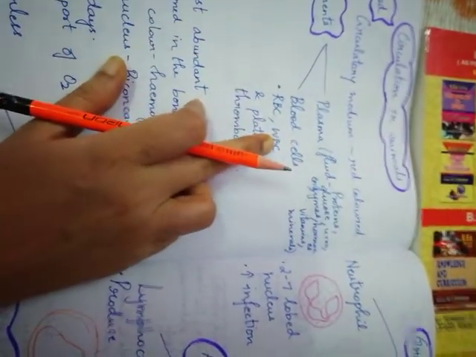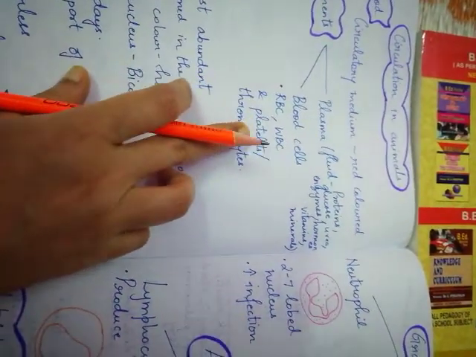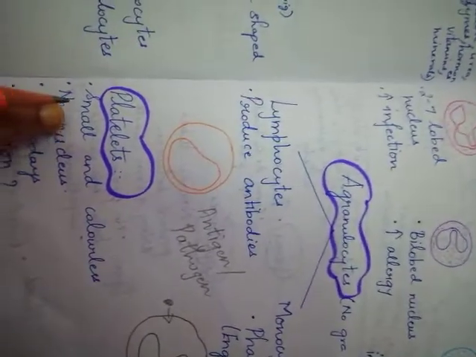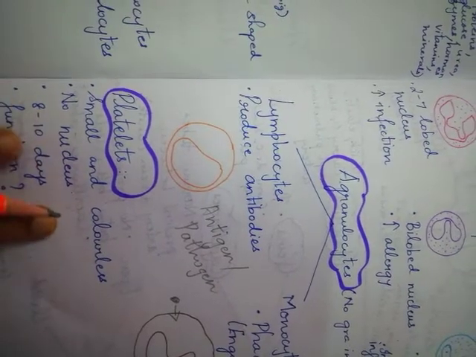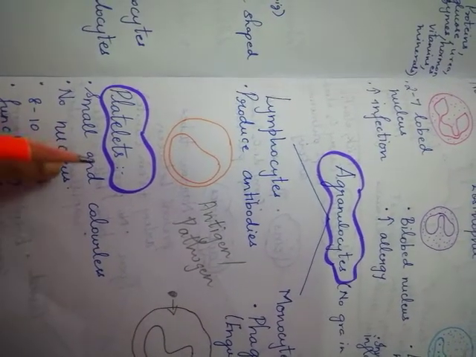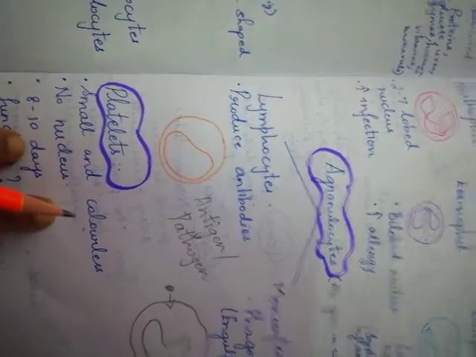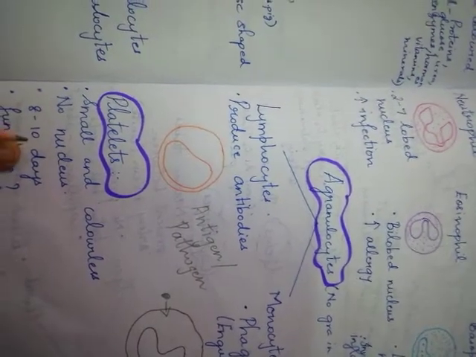Now, we have seen RBC, WBC. The third one is platelets or thrombocytes. Platelets are small and colorless. They also do not have a nucleus. Like RBCs, platelets also do not have a nucleus. Their lifespan is 8 to 10 days.